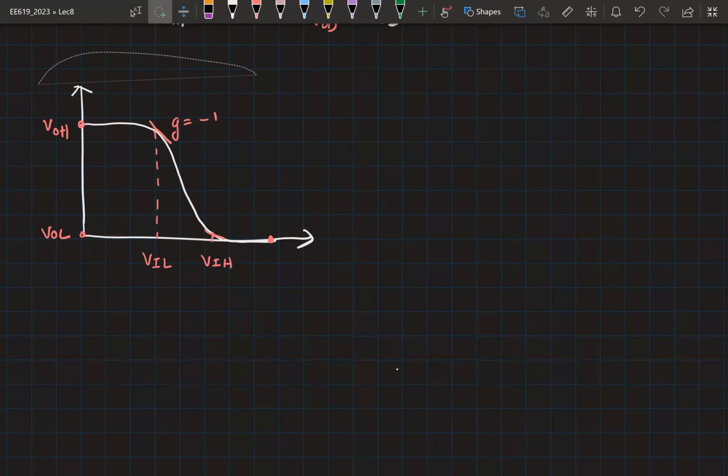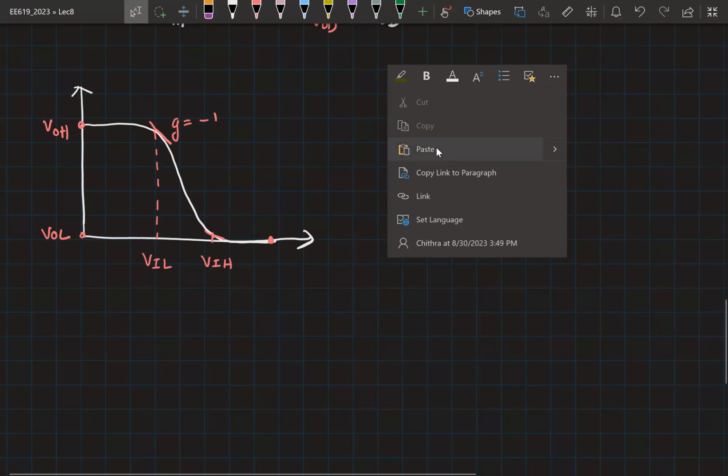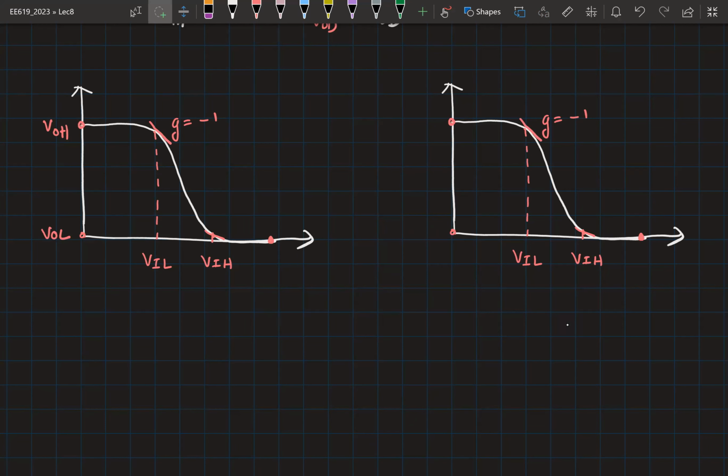Now, an alternate and equally popular definition is as follows. So instead of calling these nodes as VOL, you find out the point where the gain is equal to -1. Corresponding to that, you have VIL, and the output voltage corresponding to that is called as VOH. Similarly, this will be called as VOL in that definition. So this definition is used in the CMOS VLSI design textbook by Weste and Harris. You might also see the same definition being used in some of the lecture videos.